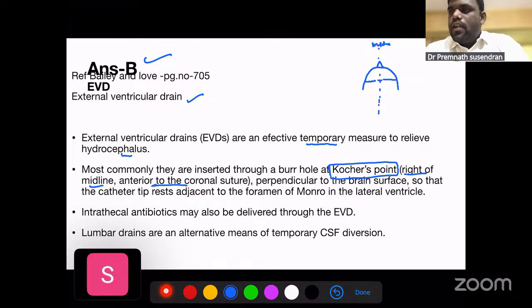So we have to take the mid-pupillary point. Mid-pupillary point you have to take. That is right of the midline. This is right of the midline, and you have to take the mid-pupillary line and anterior to the coronal suture. This is anterior to the coronal suture. This is your point, coronal suture. This is your Kocher's point.